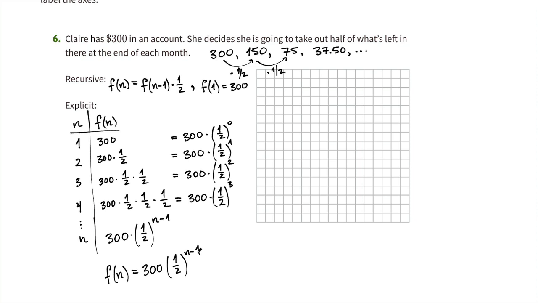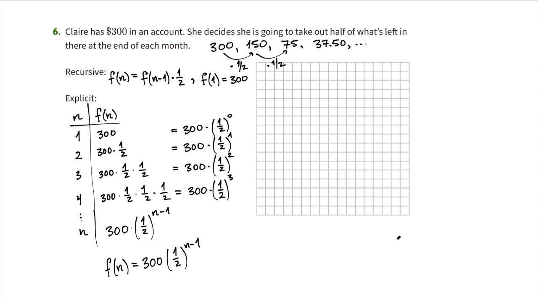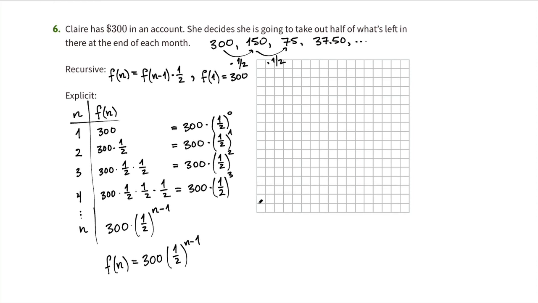Okay, finally we want to graph this. I'm going to go ahead and let each square on the vertical axis be a 25. I need to get up to 300, so this will be 100 and 200 and 300. And then over here, I'll do 1, 2, 3, and 4. And, well, my first term is 300.